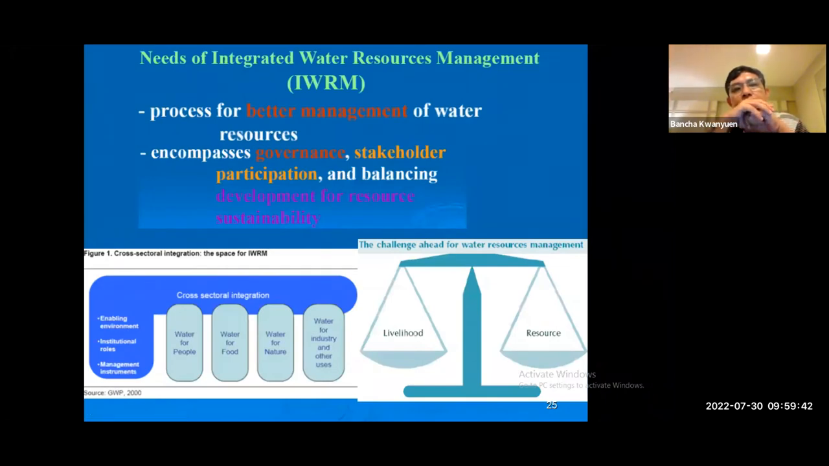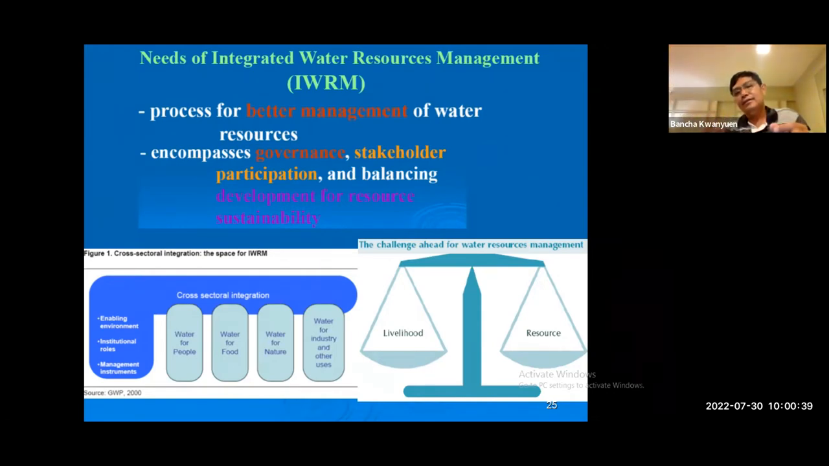Okay, we talk about integrated water resource management. That is quite important, you know why? Because it means good or better water management. Of course, this needs good participation for sustainability. Participatory means we need good support on many issues, especially the participatory process. In order to do this, you have to understand how much water we need for each sector, like for people, for food, for nature, and for other activities like industry. And we have to understand how to manage this, with a good environment and a good management instrument.